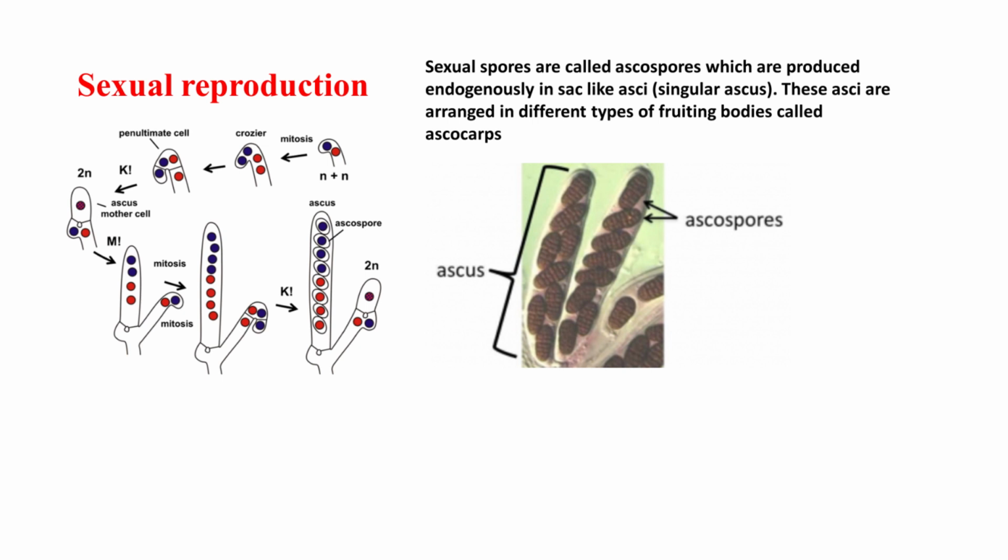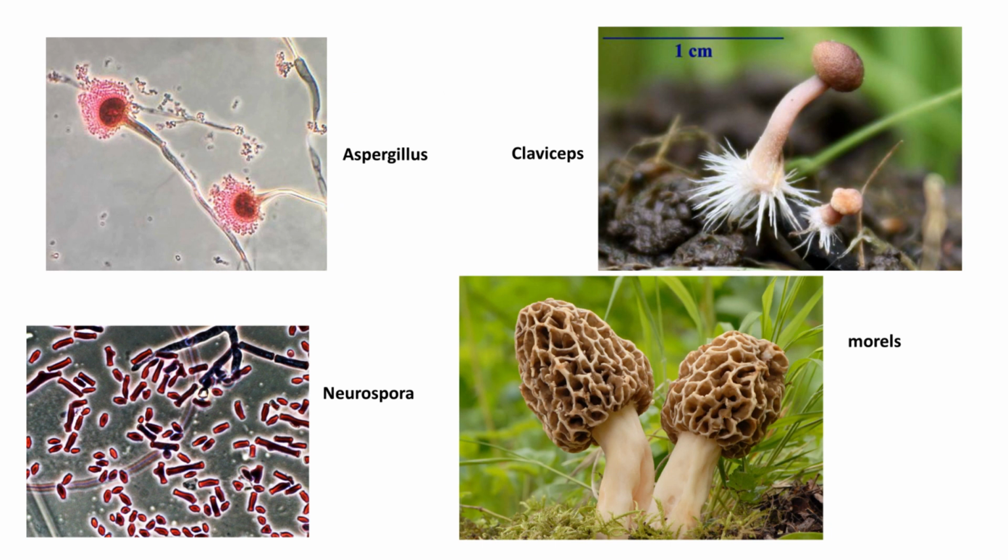These asci are arranged in different types of fruiting bodies called ascocarps. Some examples are Aspergillus, Claviceps, and Neurospora. Neurospora is used extensively in biochemical and genetic work. Many members like morels and truffles are edible and are considered delicacies.